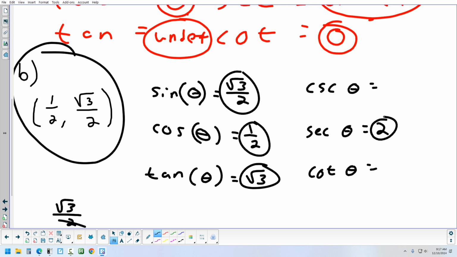All right. The cosecant. That one, when we flip it, we're going to have to do two things.